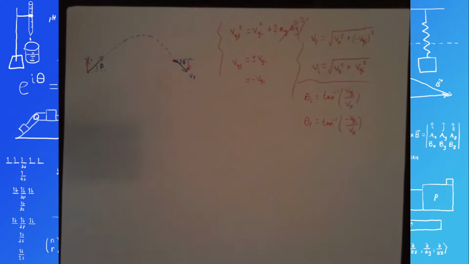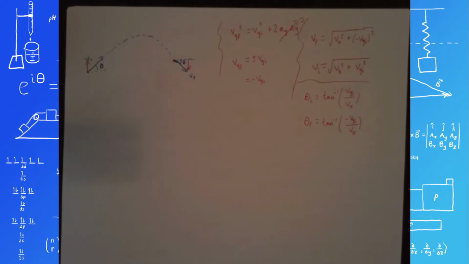But yeah, there you go. So that proves that the final and initial velocities are the same magnitude and opposite vertical direction, though they don't have opposite horizontal direction.